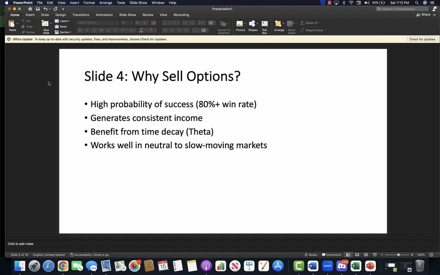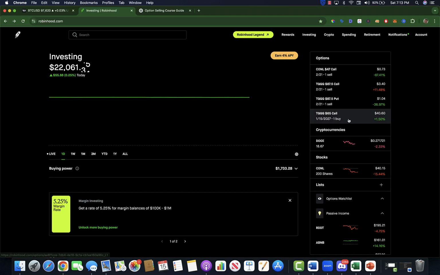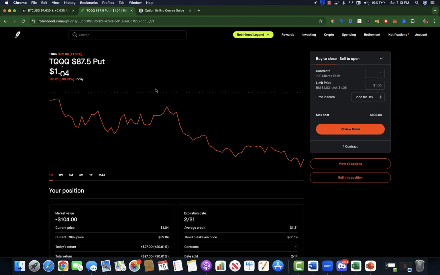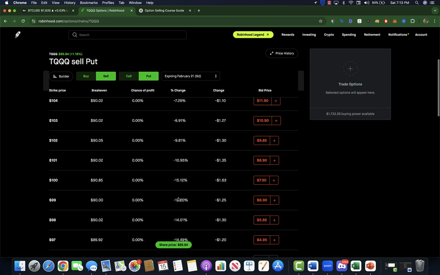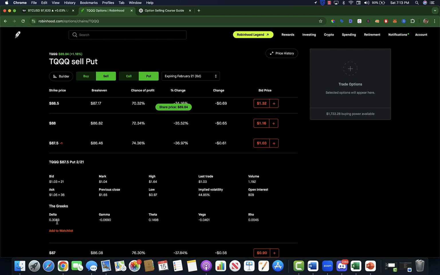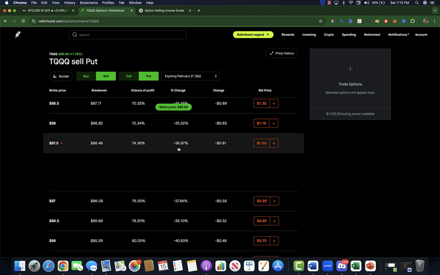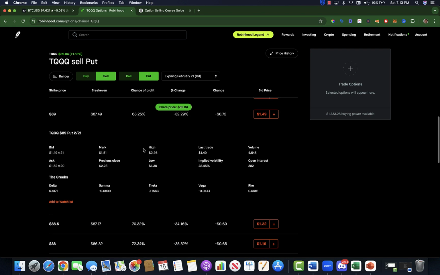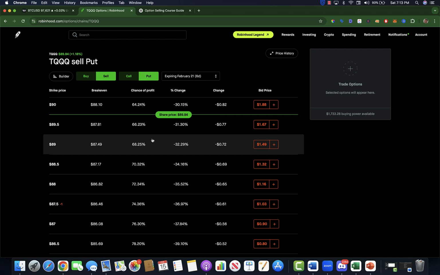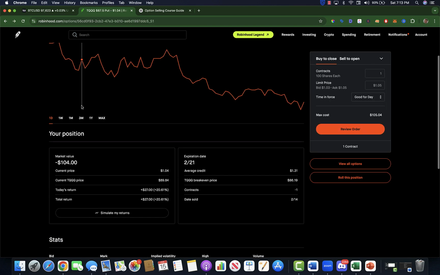So why sell options? There's a high probability of success, an 80% win rate. Now, obviously, that will depend on the strikes you choose. So in this case, I have sold a put on TQQQ. And at the moment, let's just look at the position. At the moment, you can see they're giving me a 70% chance that this is going to expire out of the money, which means there's a 70% chance I will collect this $100 and not have to get assigned on the shares. Now, when I did open this position, it was more towards the 68%. But since it's gone up, it has gone more in my favor, and the premium has lost value, which is why I'm already in profit on this position.